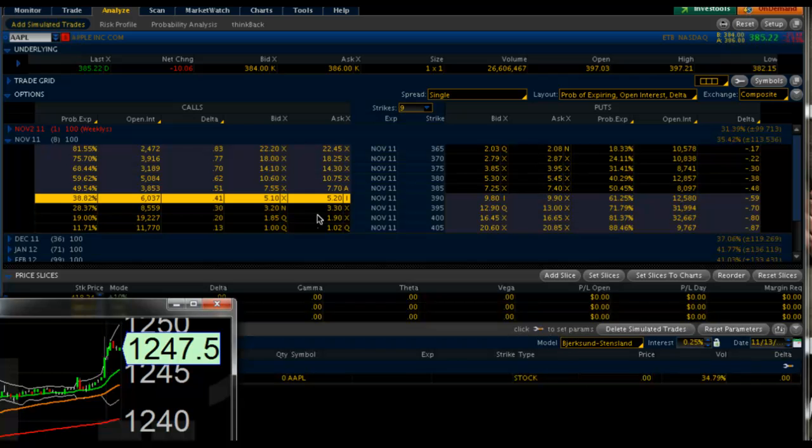Also, I was going to say, can you set alerts and everything on the options prices, or can you only do that with the actual common stock price?